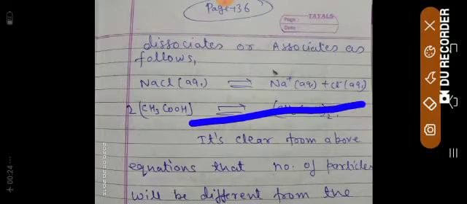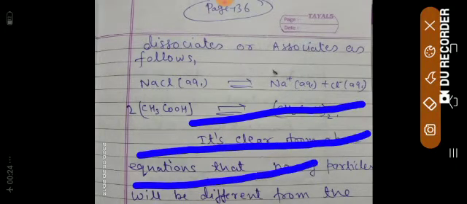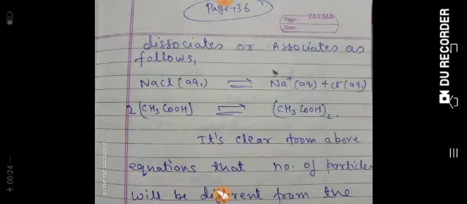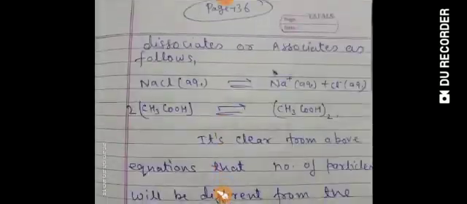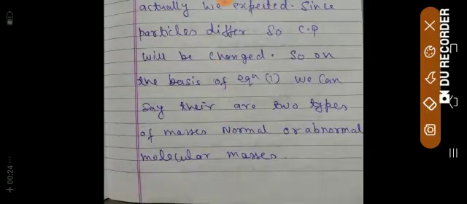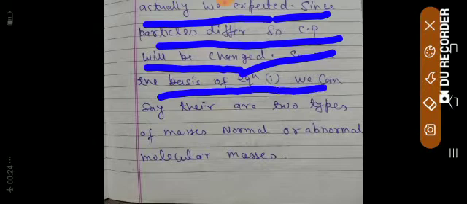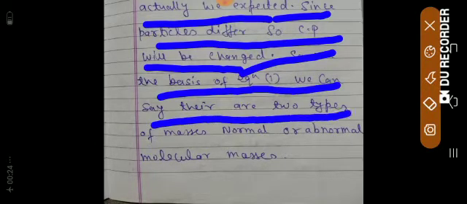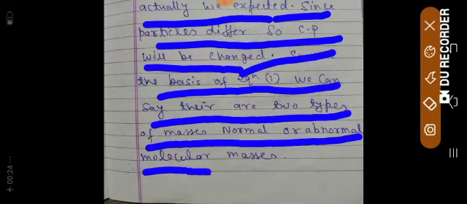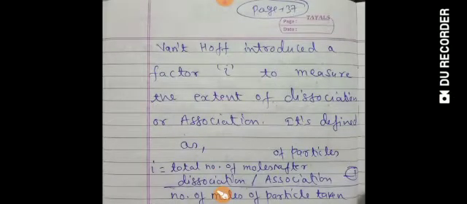It is clear from the above equations that the number of particles will be different from the expected. Since the particles differ, Cp will change. So on the basis of equation 1, we can say there are two types of masses, normal or abnormal molecular masses. How will it be solved?